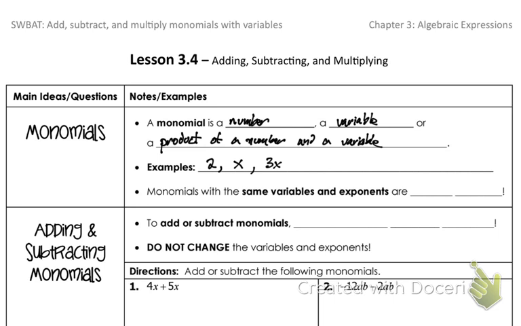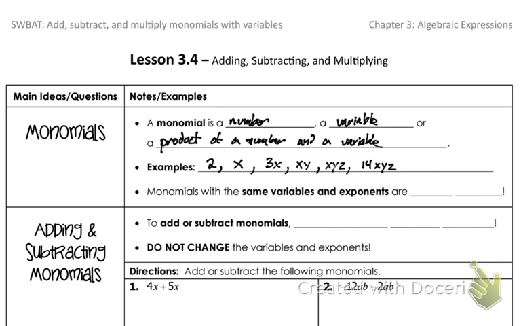We can actually combine two variables. We could have something like xy, or what'd you say? yb. Yeah, yb. We could have a yb. I just chose xy because that's in my notes. We could have x, y, and z. We could have a number in front of that. We could have like a 14xyz. All of those are monomials.